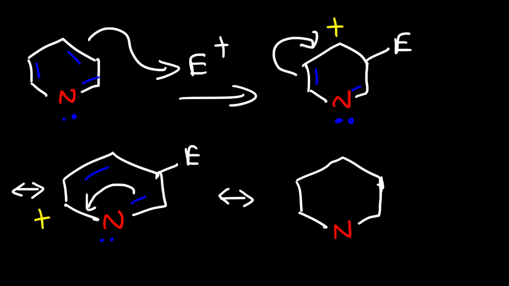And so looking at these three resonance structures, we don't have a very unstable intermediate. We don't have a nitrogen atom with an incomplete octet. And so because we don't have an unstable resonance structure, position 3 is favored over positions 2 and 4. And so that's why the attack occurs there.